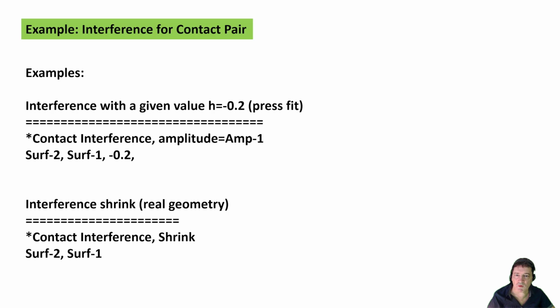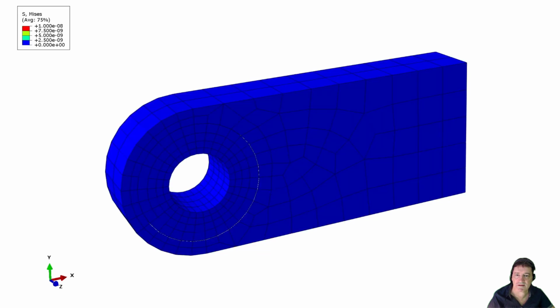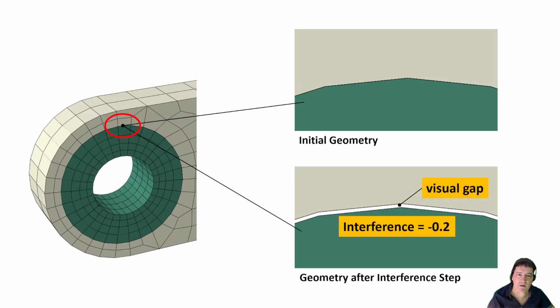An example with a bearing in a plate shows the use of an interference. The plate is fixed at the side and the bearing is fit in the hole of the plate. In this case there is no interference, so the stress and strains are zero, as you see here. In the next example, an interference of 0.2 mm for an interference fit was defined. The initial real geometry has no interference, but after the interference step, the contact shows a gap of 0.2 mm.